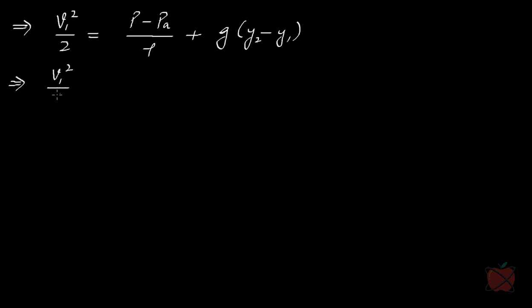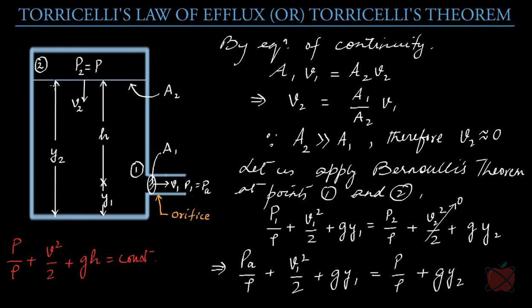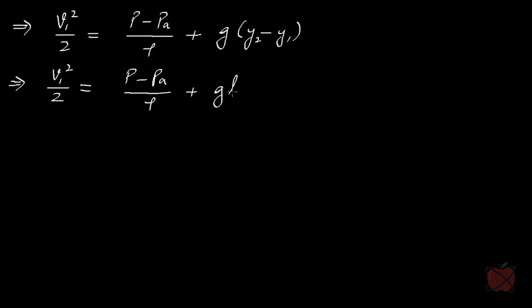So V1 square by 2 will be P minus PA by rho plus g. But what is y2 minus y1? If you look at the diagram, here y2 minus y1 is actually h. And what is h here? H here is the depth of the orifice, not the height, okay? The depth of the orifice, that means the distance from the surface to the orifice. So this will be equal to h.